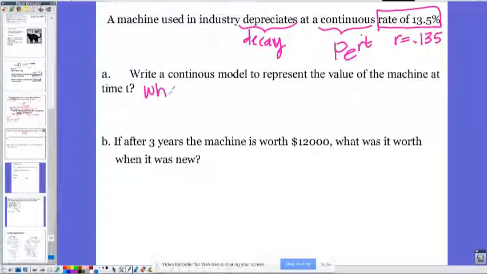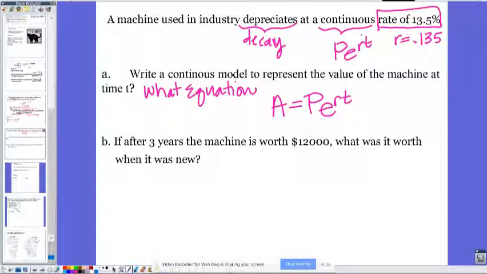This means what equation? A lot of times your book will ask you to write a model. They honestly just want you to write the equation. So A equals P times e to the rt. We don't know what P is, and we're just writing the equation that we're going to use to represent this depreciating at a continuous rate.